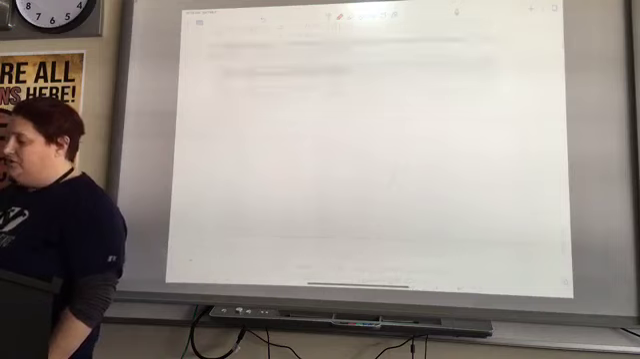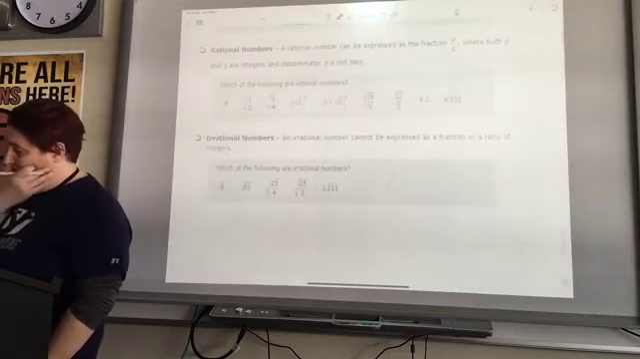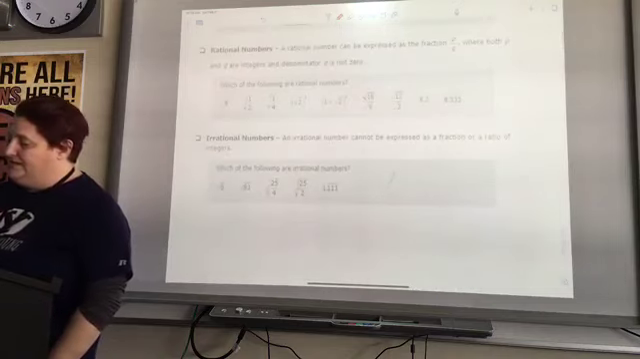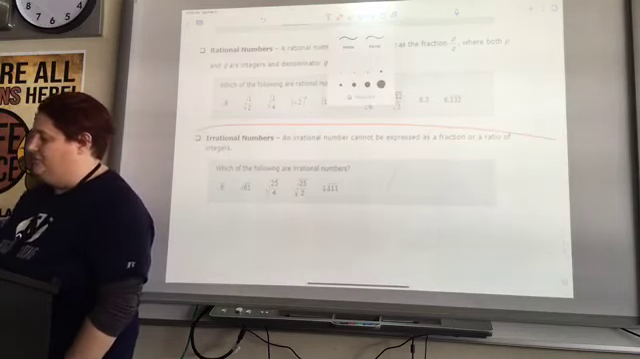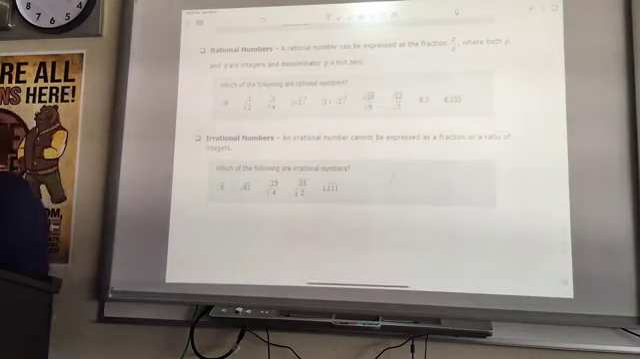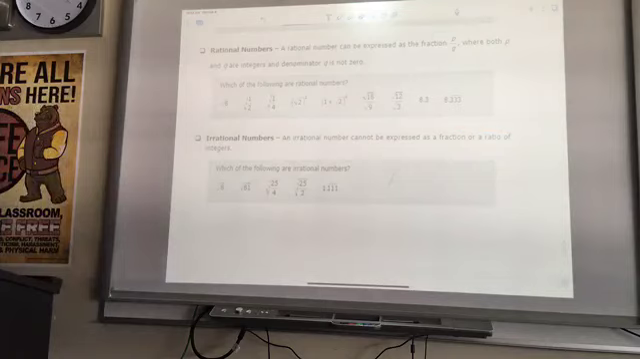Okay, so let's go back and look at this real quick. Circle the ones that you guys think are rational right here. Which of the following are rational? Remember, rational means I can make it into a fraction. This is on the page before. Circle them if you think they're rational.